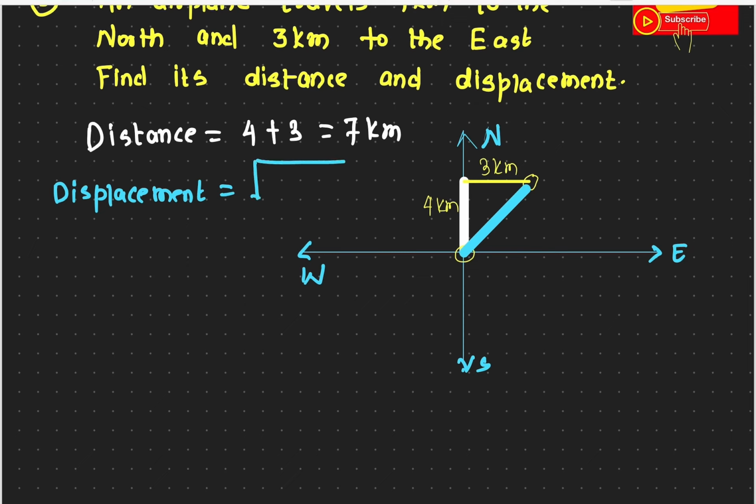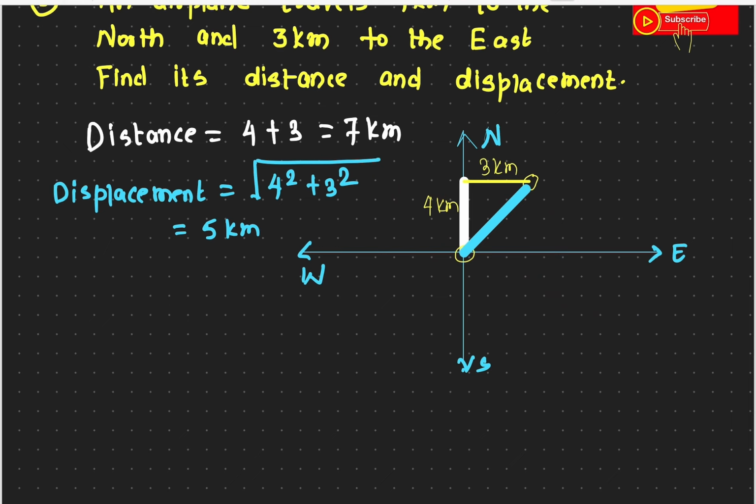it would be the square root of 4 squared plus 3 squared. If you do the math, that would give you 5 kilometers. So my displacement is 5 kilometers. Whenever it is asking you to find the displacement, if I simply give you 5 kilometers from here, you may not reach this way. You can go 5 kilometers this way, this way, this way.